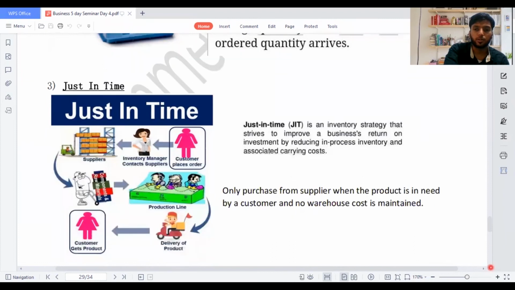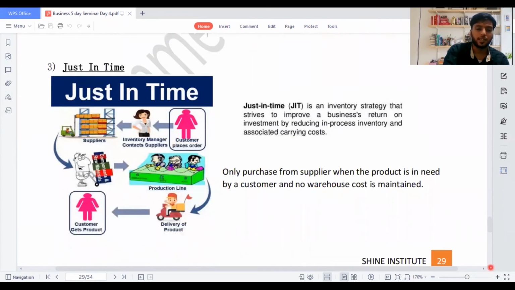Then I'm going to move on to the third part. We call it just in time. What is this just in time? Just in time means you need to understand one particular thing. When you don't have a warehouse to hold the stock, for example, a customer walks into your place and asks for a product, but you don't have it. You call your warehouse and say, hey, the customer is asking for the product, can you please deliver it to this place? So that time only you will order.